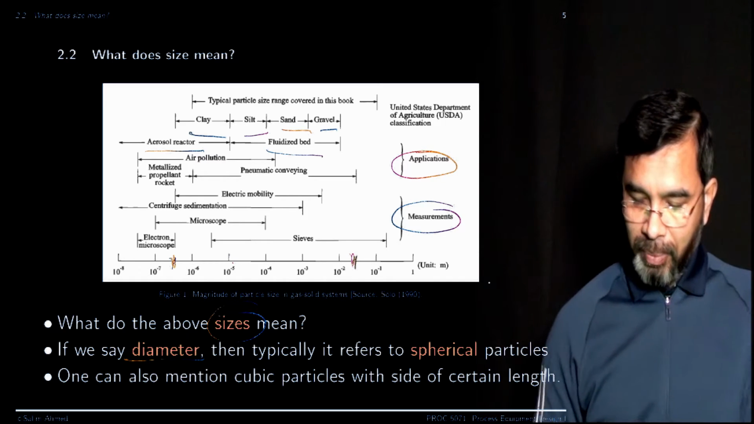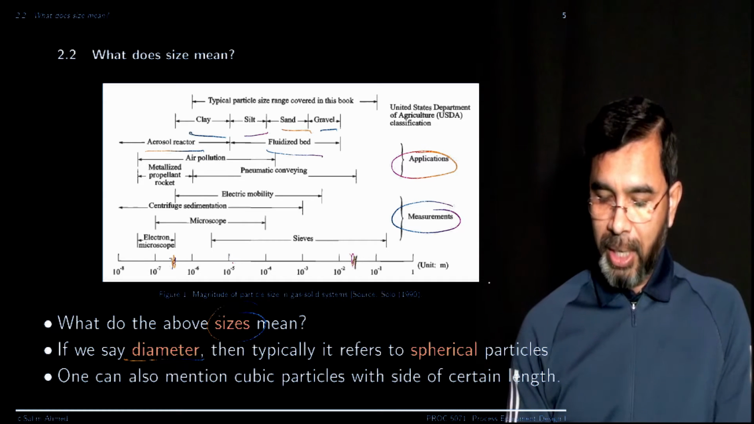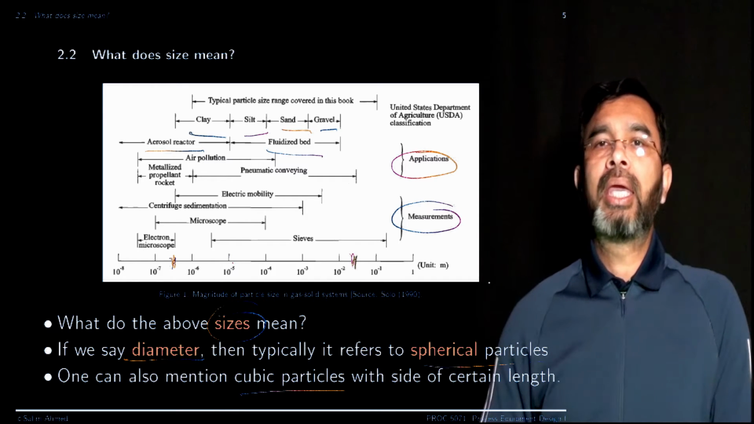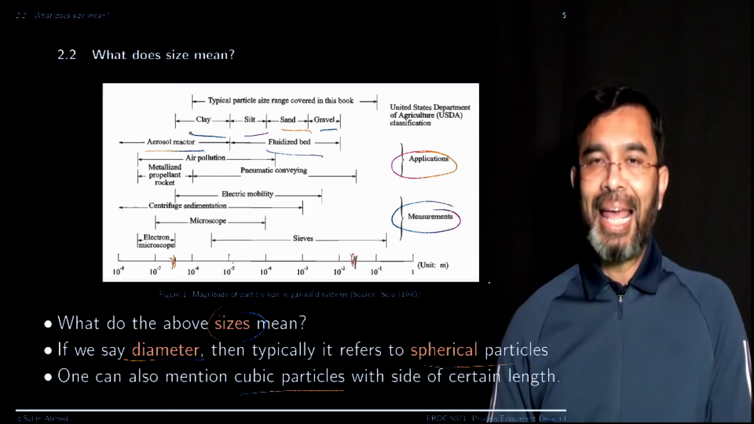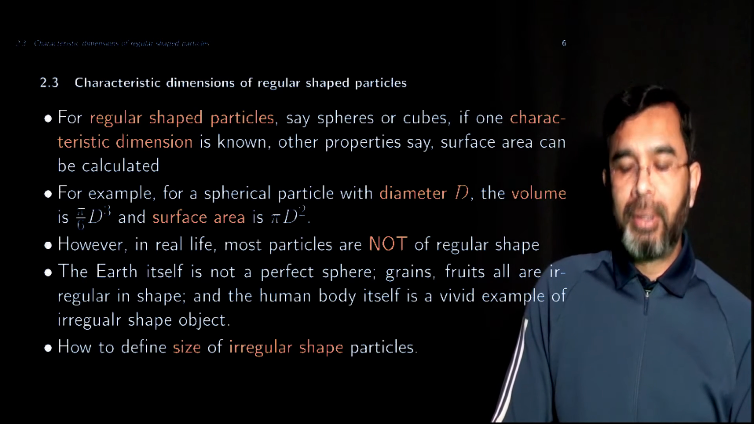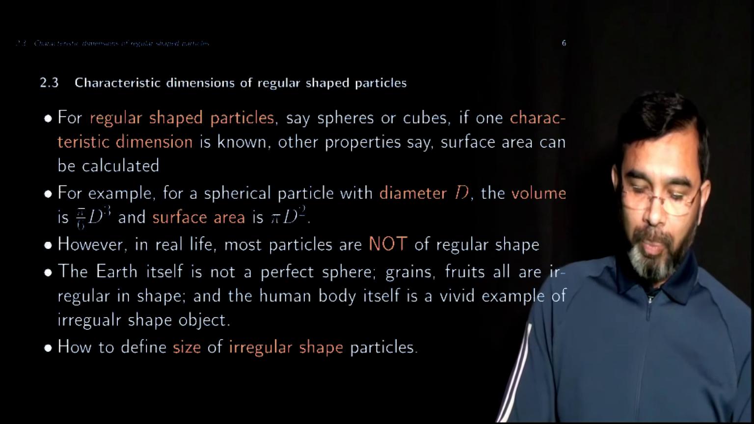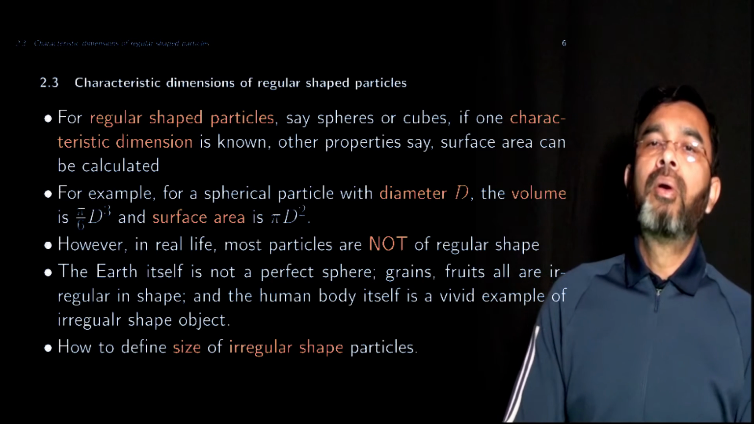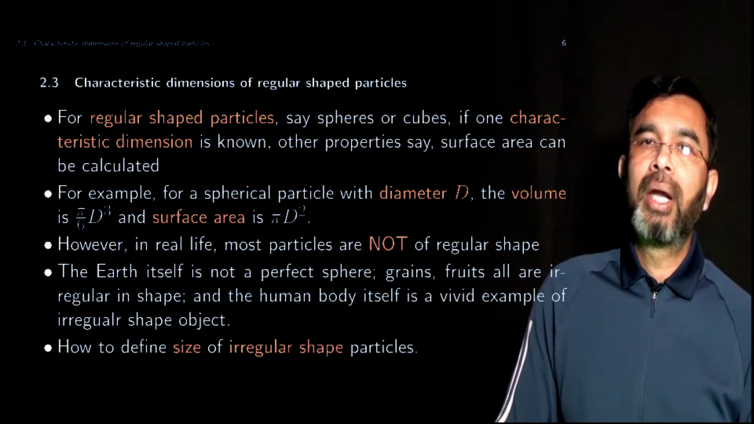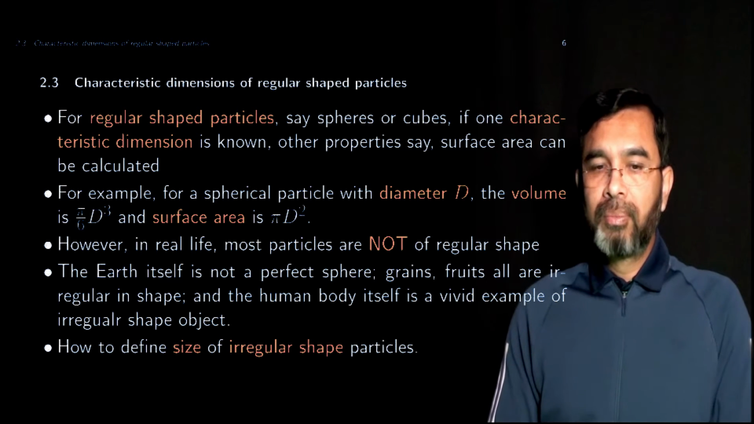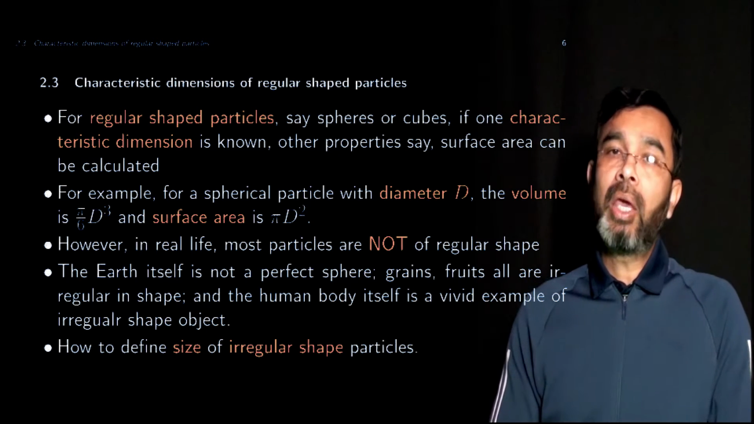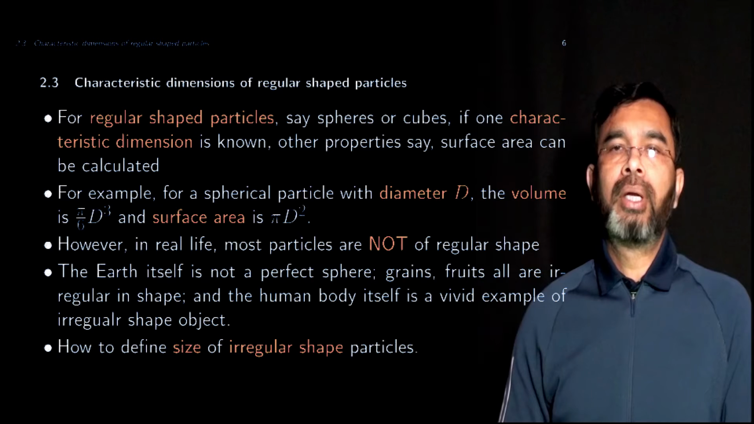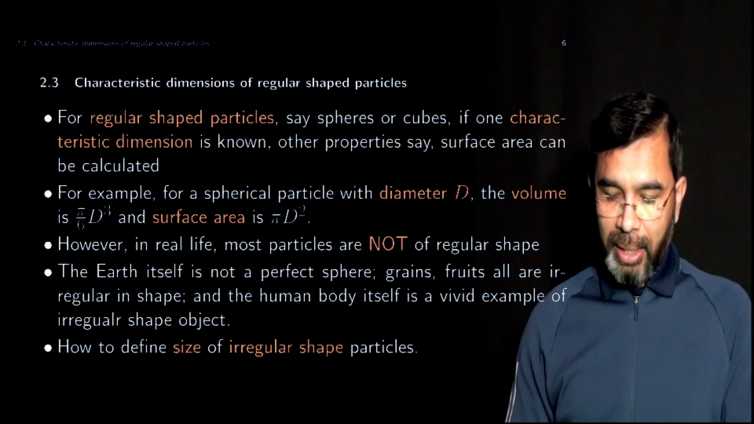If you say it's a diameter, then typically we're considering spherical particles. If it's a cube, we can say the cube with one dimension having a certain length. In those two examples that we gave, one is a sphere and the other is the cube, those are what are called regular shaped particles. Now, for regular shaped particles, there is a characteristic dimension, meaning you can describe a sphere by saying its radius. You can describe a cube by mentioning the length of its one side. And if those dimensions are given, you can find out the other characteristics.